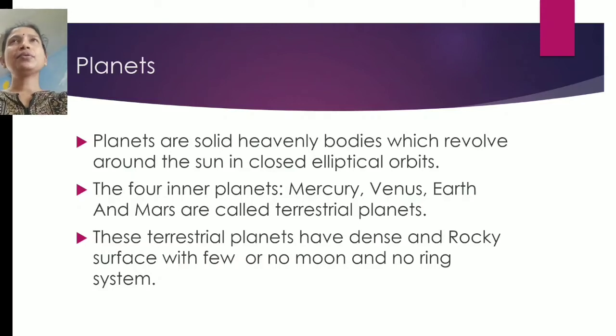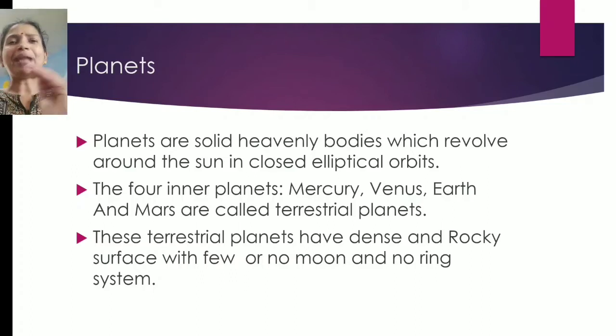So what are planets? Planets are solid heavenly bodies which revolve around the sun in closed elliptical orbits. First of all, what is meant by orbit? Orbit means a path. Elliptical means it is not actually round in shape, but somewhat elongated. That is an elliptical path. Heavenly body means it has very high mass and it revolves around the sun.